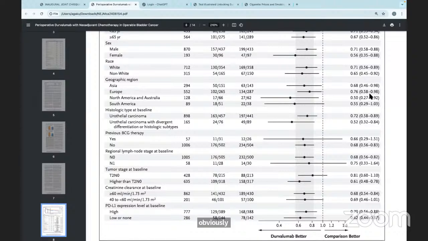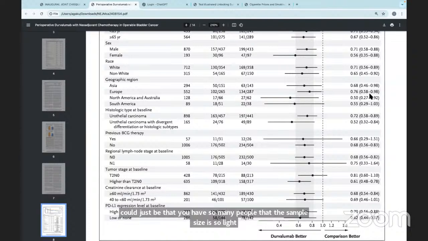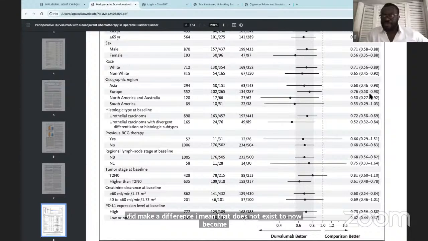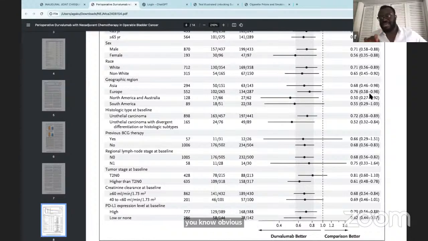No. It could just be that we have so many people that the sample size is so large that it made a difference that does not exist become obvious. Okay, thanks. But the explanation here is not because of sample size per se, it's because of another phenomenon. Which is it?